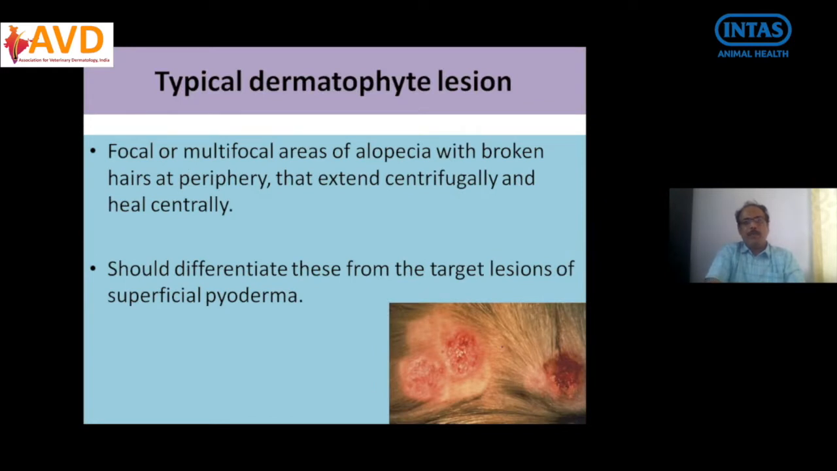And a typical dermatophyte lesion is a focal or multifocal area of alopecia with broken hairs at the periphery, and the lesion will heal centrally and it will extend centrifugally. So the healing part will be in the center and the spreading part will be towards the periphery, and you can see a lesion in this picture which will mimic a case of superficial pyoderma. So all these clinical signs may mimic other disease conditions, and we have to differentiate these from other dermatological problems.